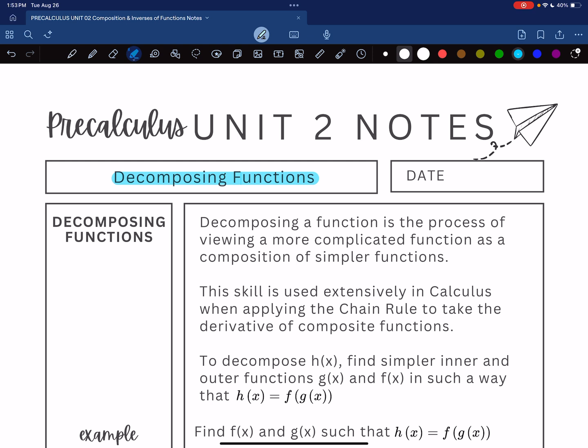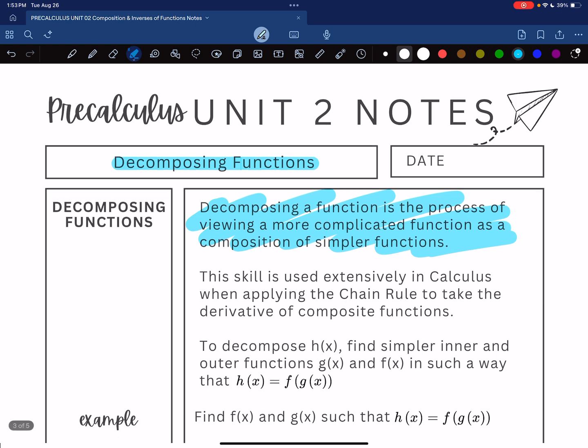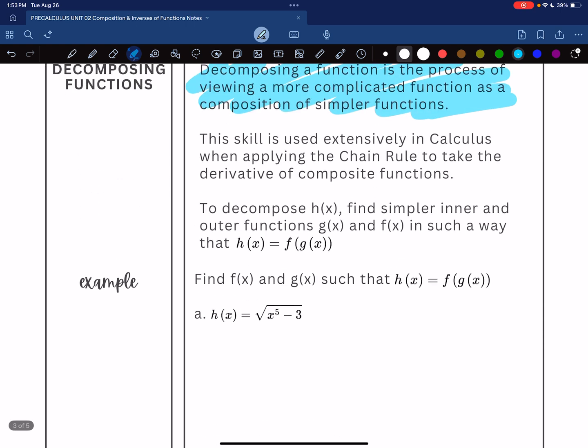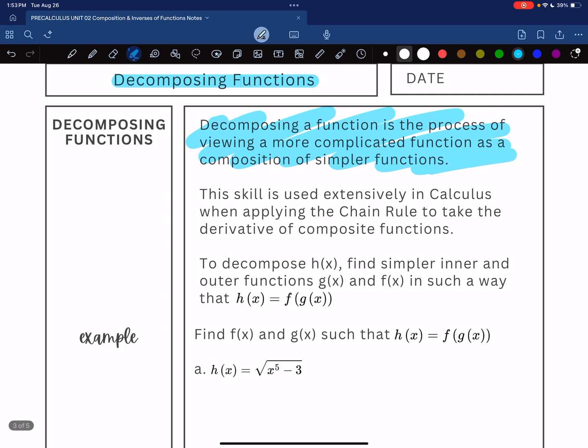Decomposing a function is just the process of viewing a more complicated function as a composition of simpler ones. So that's kind of the big objective here, or the big descriptor here. We're just going to take a really complicated function, like you see these down here, and try and view them as simpler functions that have been composed together. This skill is going to be used extensively when you all get to calculus.